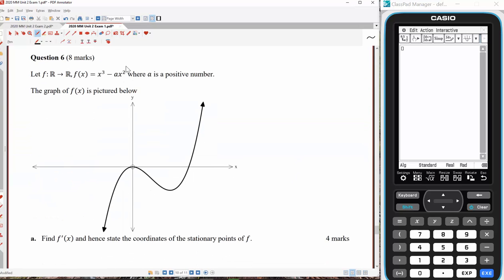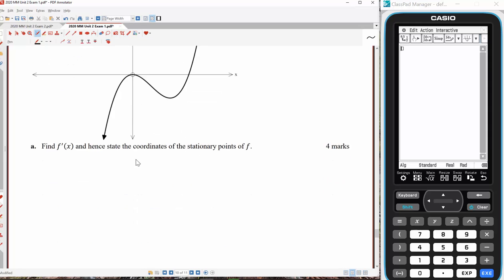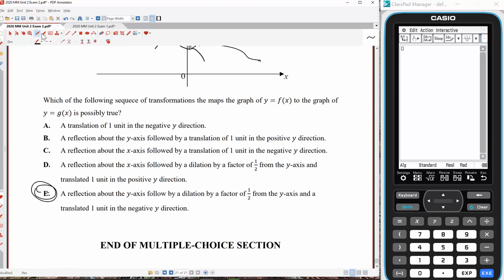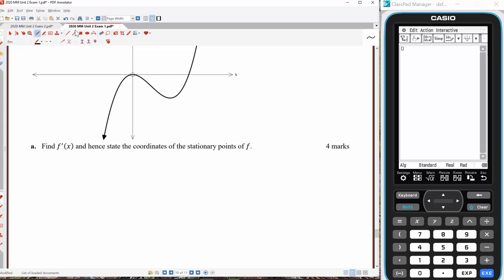Okay, and on to the final question. x cubed take away ax squared, where a is a positive number, is pictured. Find f dash x, and hence find the coordinates of the stationary points. Okay, so, oops, wrong exam.